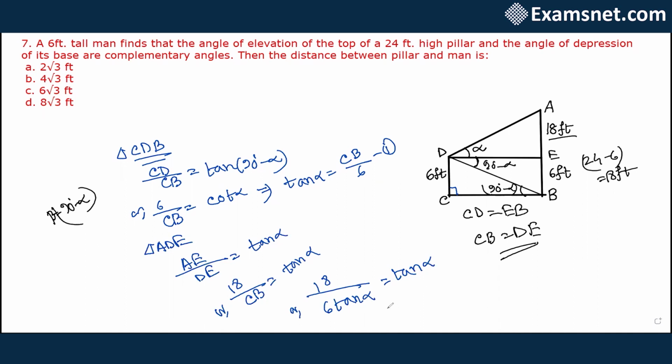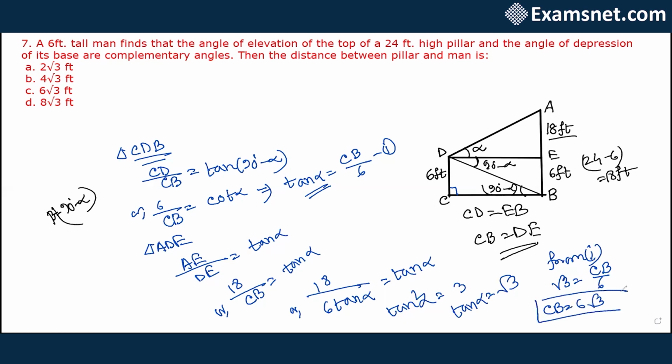That means tan square alpha becomes 3. So tan alpha will give us the value root 3, right? So here, let's put the value of root 3 in equation number 1. So we can write from 1, root 3 equals CB by 6. That means CB equals 6 root 3. So 6 root 3 feet is the distance between the pillar and the man. Okay.